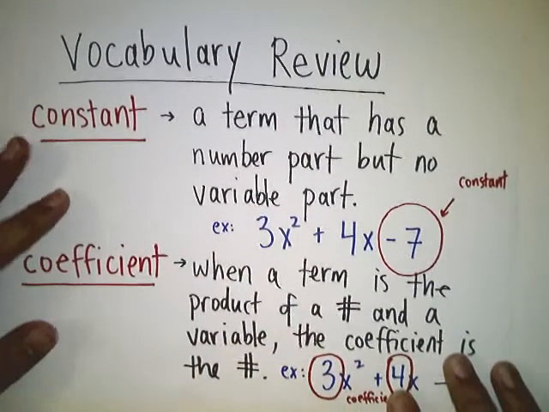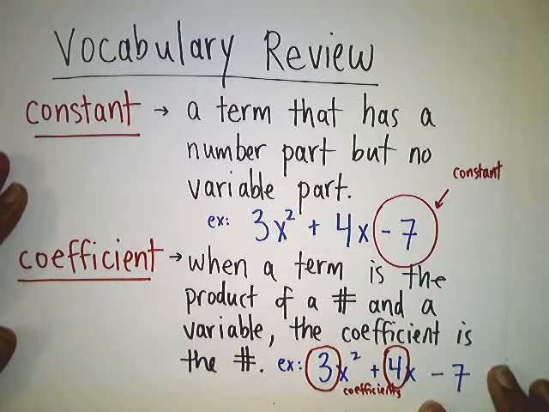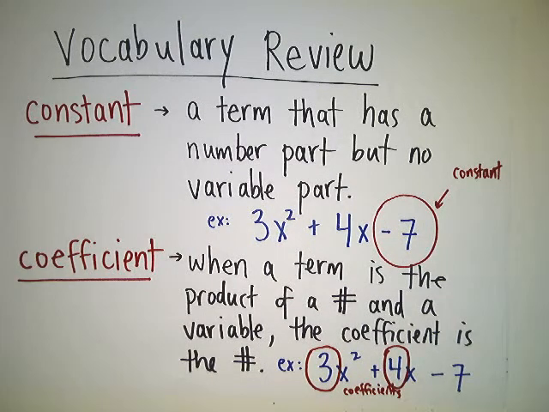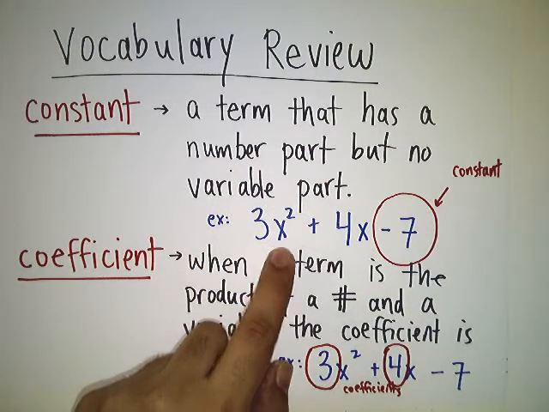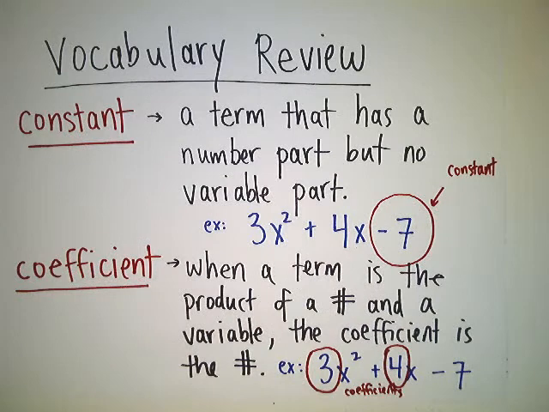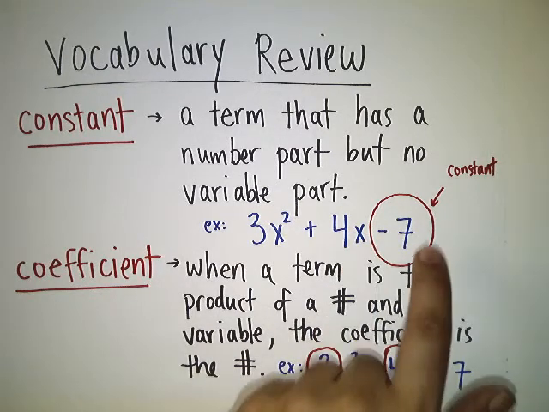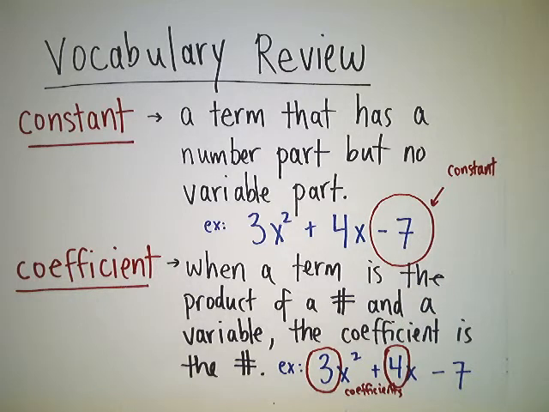Before we get started, though, let's get a quick little vocabulary review in, get your words right. First of all, we have constant. A constant is any term that has a number part but no variable part. You can see right here in this example, 3x squared plus 4x minus 7, this negative 7 is a constant. The 3 is not a constant because 3x squared has a variable part. The 4 is not a constant because 4x has a variable part, that x. But this negative 7 has no variable part, so it is a constant.